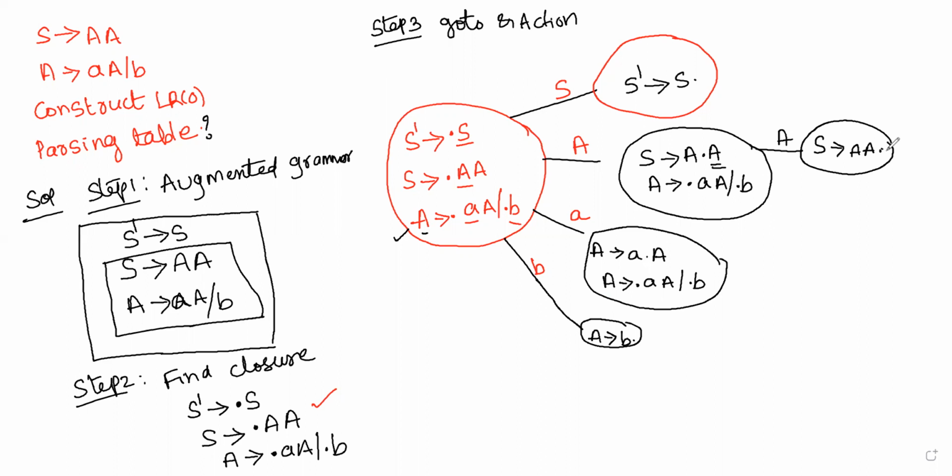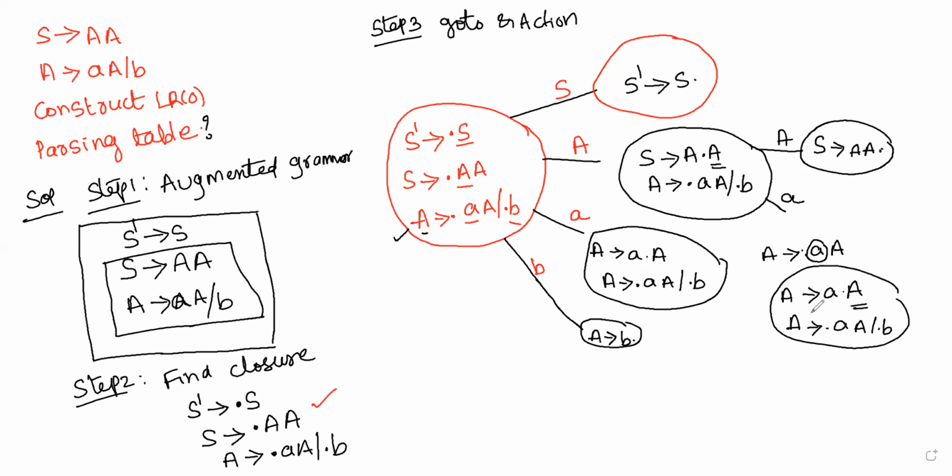Now I am going to find the value of small a. So the given problem is A tends to dot AA. When you find small a, we get A tends to A dot. Again, what is A in the given production? That is A tends to dot AA by dot B. So this is our answer.